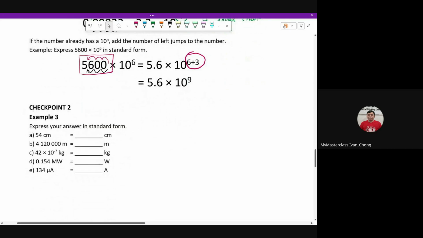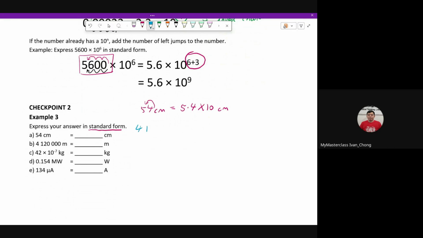So let's do some examples to make things clearer to us. So first thing, 54 cm. Is this standard form? First thing, this is a double digit, right? We don't do that. We'll jump 1 time. So this is 5.4 times 10 to the power 1. But 10 to the power 1, we don't actually write 10 to the power 1. We just write 10. So this is 5.4 times 10 cm. That's all.